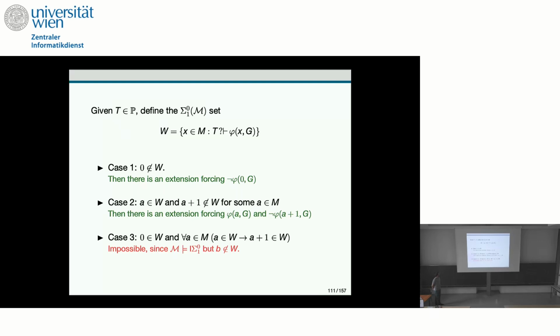But because you were already forcing phi A of G, it means that the extension forces simultaneously phi A of G and not phi A plus 1 of G. So you manage to find an extension which simultaneously answers both questions. And in the third case, you witness a failure of sigma 01 induction for the original model, which is not possible, to get a contradiction.